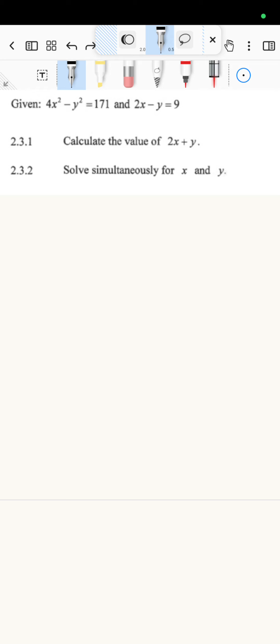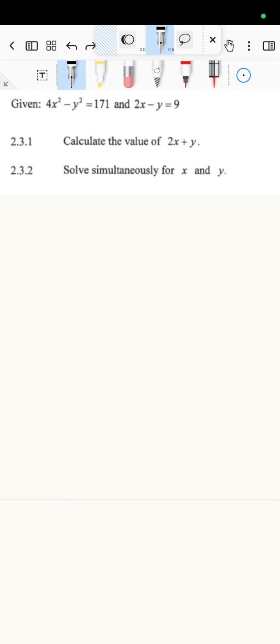2.3.2 is more conventional. Okay, so that's normal. We'll follow the set steps that we have. Set steps: make x or y the subject, substitute it into the other equation, solve for your single variable, and then substitute back to find your other variable. So we'll do all of those things.